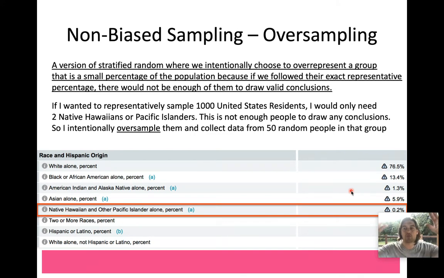So we do stratified random sampling for the majority groups, and then below some threshold of proportion, we intentionally oversample. And let's say we bump up the American Indian and the Native Hawaiian numbers to like 50, right? Just to get to some reasonable number where we would be a little more confident about making an inference from that number of people. So we do stratified random for the majority groups, and then we intentionally oversample from minority groups.